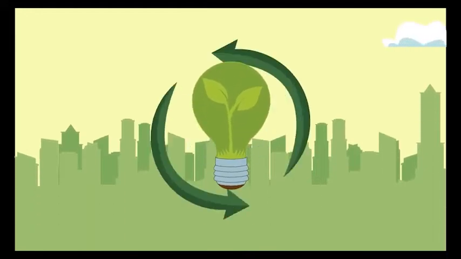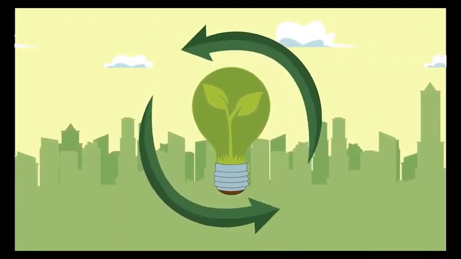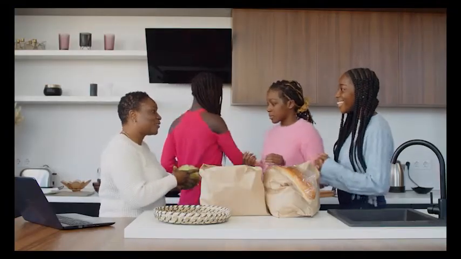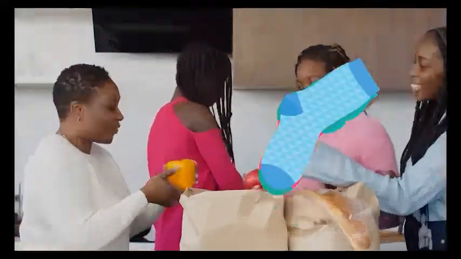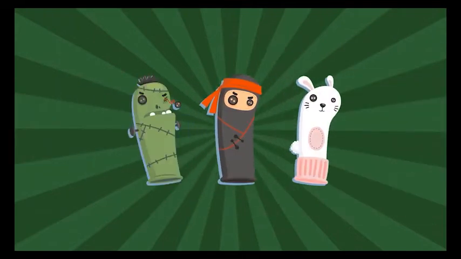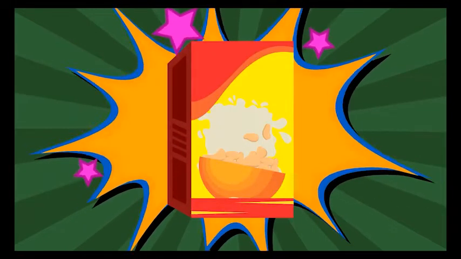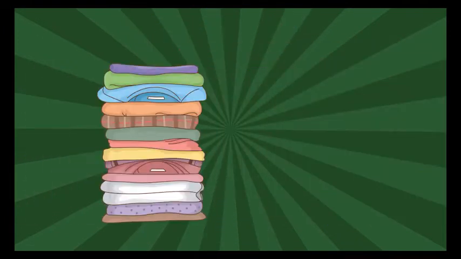Here are some other ideas on how to reduce, reuse, and recycle. Ask your parents to bring their own reusable bags to the grocery store instead of using the plastic ones. Instead of throwing out your old socks, make a sock puppet or a sock snake. Think of an item in your house, like empty cereal boxes, that can be recycled or used in an art project.